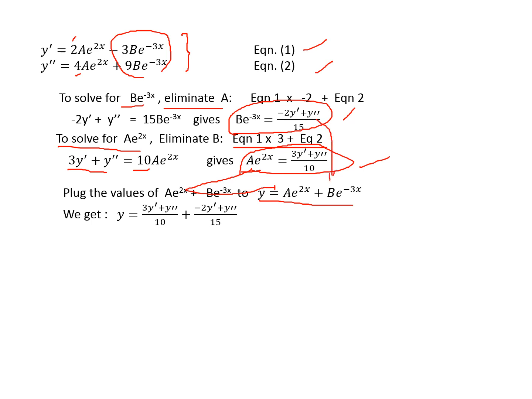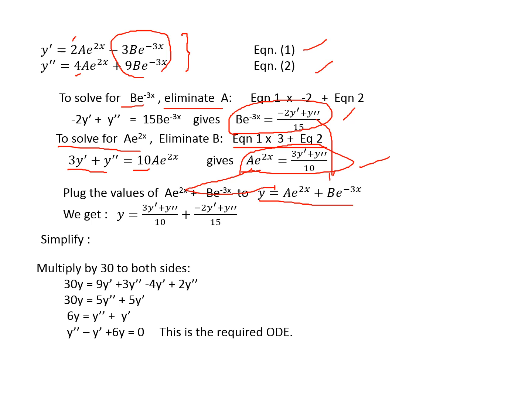So it gives you what? 3y prime plus y double prime over 10, plus negative 2y prime plus y double prime over 15. And then if you multiply that by 10, you have 30y is 9y prime plus 3y double prime, and then multiply this by 15, or rather by 30, that's 30 divided by 15 is 2, so this is negative 4y prime plus 2y prime. And then this can be combined: 9y prime minus 4y prime gives you 5y prime, and 3y double prime plus 2y double prime gives you 5y double prime.